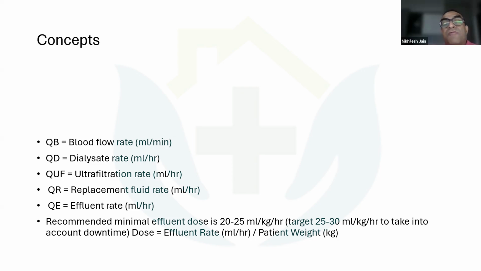Now, the recommended minimal effluent dose is 20 to 25 mils per kg per hour. When we did the first question, somebody went higher. They were not exactly wrong, but the most appropriate option would be 20 to 25 mils per kg per hour. Why we take a slightly higher target is because, with a lot of variables, many times we are not able to run the CRRT machine continuously. There are breaks in that. That is why you have to keep a slightly higher target so that your effluent dose target is reached. So dose is equal to effluent rate in mils per hour divided by patient weight in kg.